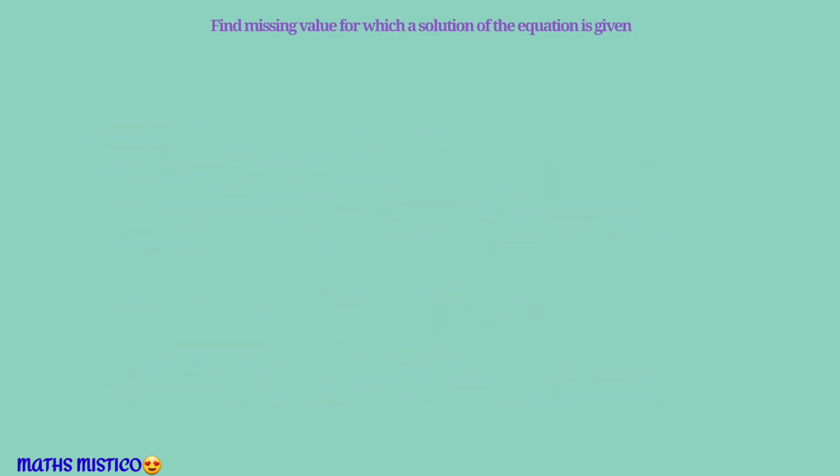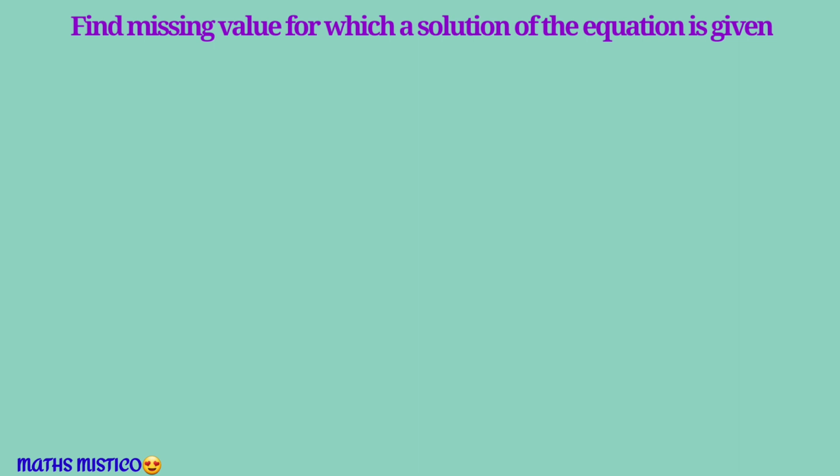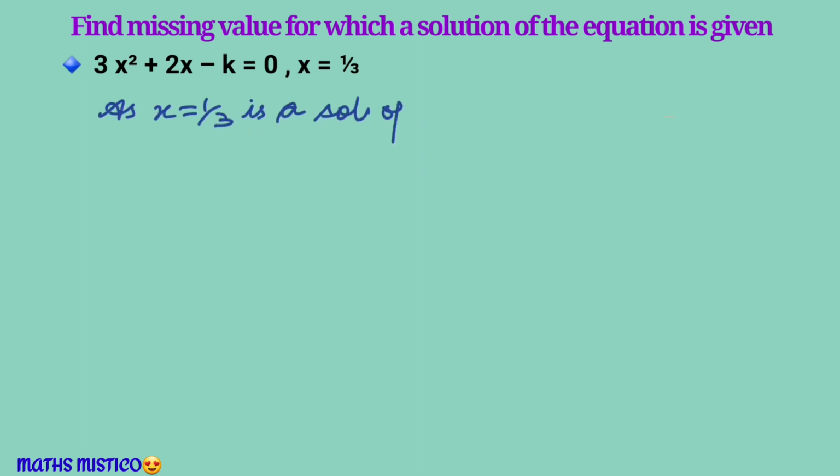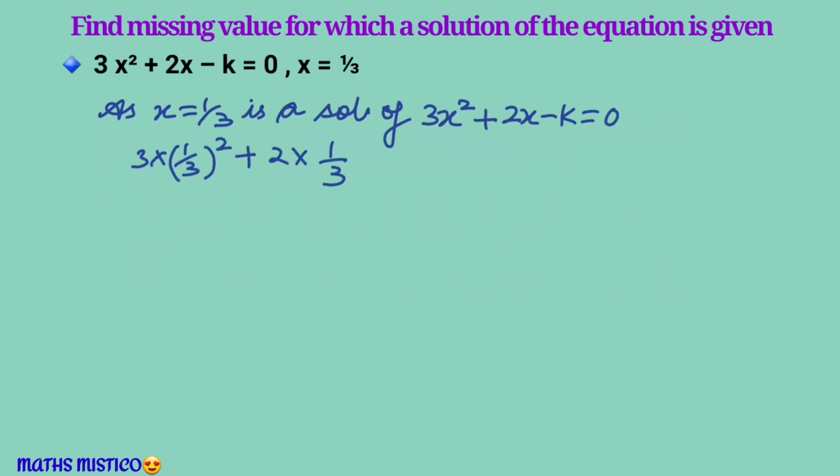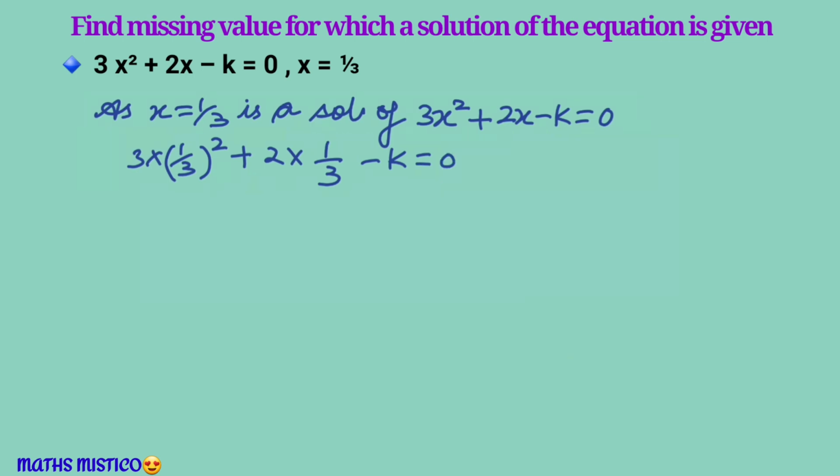We can also have a problem where we are given the root of an equation but some coefficient of the equation is missing. Like this one, we are given that x equal to 1 upon 3 is a solution of this equation and we have to find k. As this is a solution, when we replace x by 1 upon 3, LHS is equal to RHS. So we get 3 into 1 upon 3 raised to power 2 plus 2 into 1 upon 3 minus k is equal to 0. Can you solve this to find k? You have to use the method of simple linear equations.